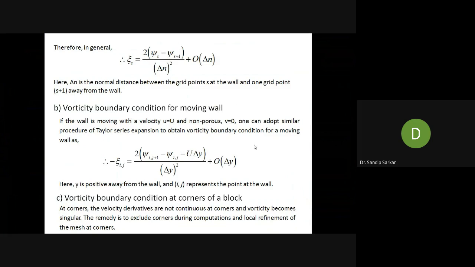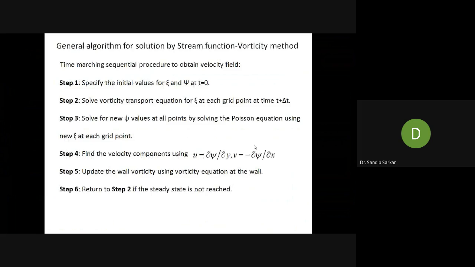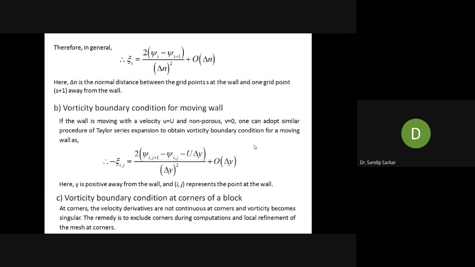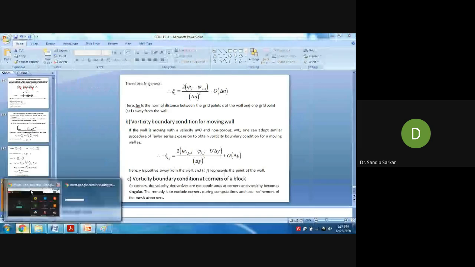Okay, so let us stop the class now, and in the next class I will be solving one example problem, showing how one can apply the stream function vorticity boundary condition for the solution of a flow problem inside a two-dimensional domain. Okay, so let me stop the presentation now, and also the recording.